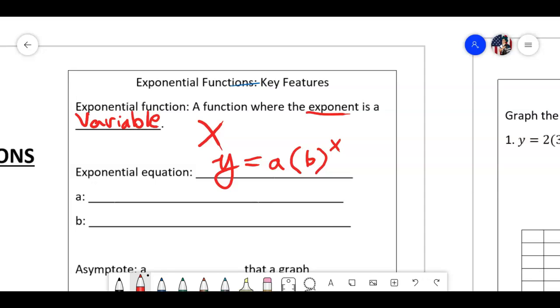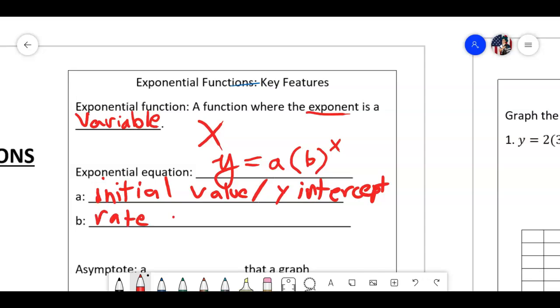Now, a is our initial value. It's what you start at, or it's the y-intercept, okay? So let's write that down. It's the initial value, or in these basic cases, it's the y-intercept. Everyone write that down? And then b is the rate of growth or decay.